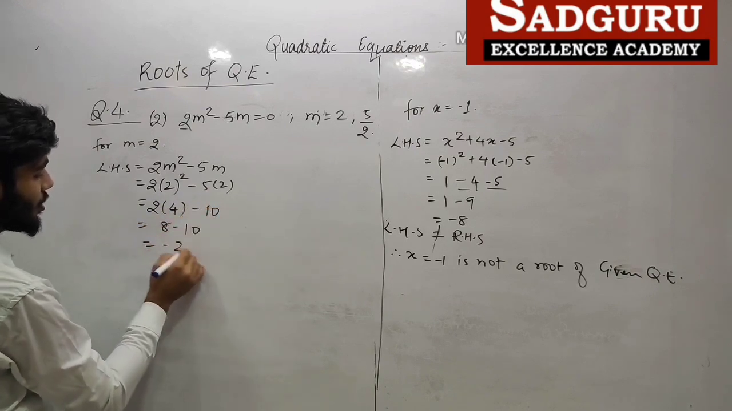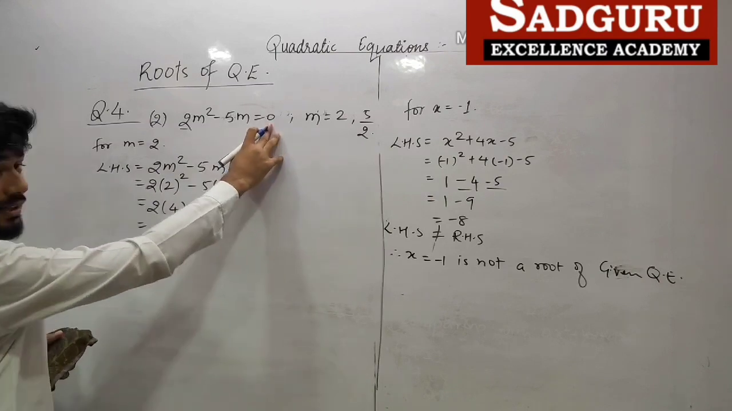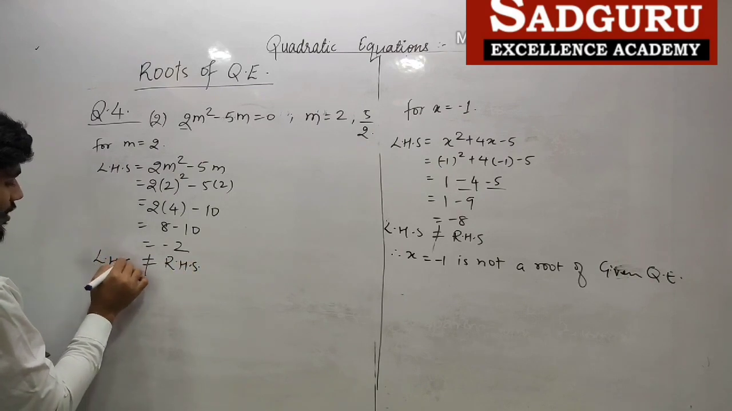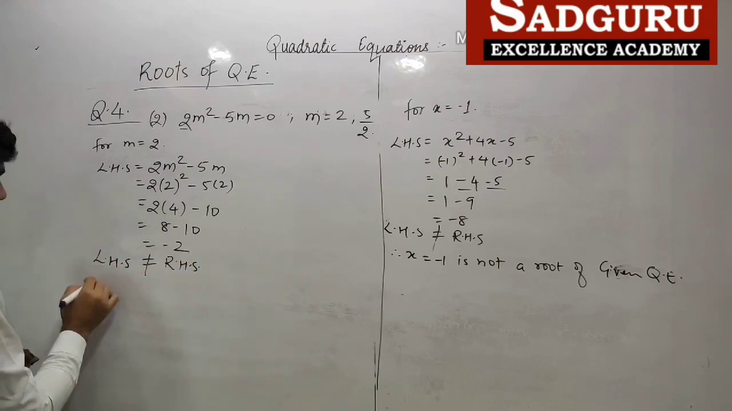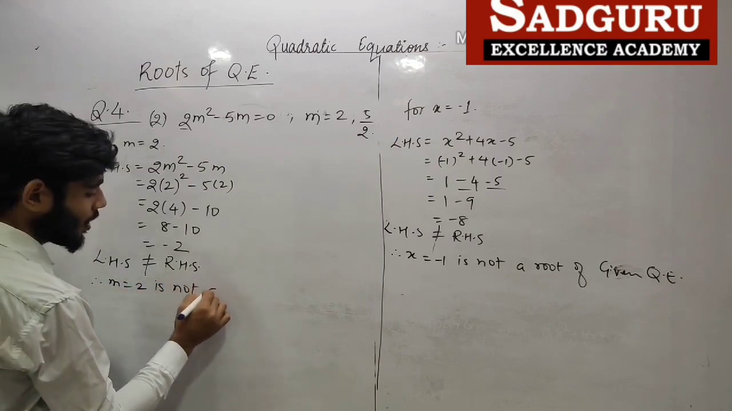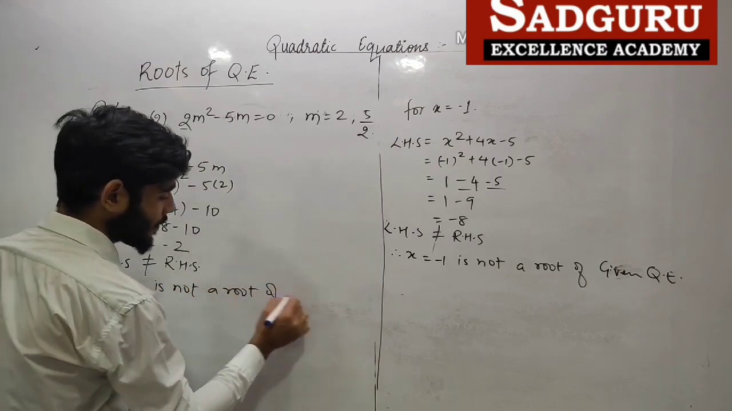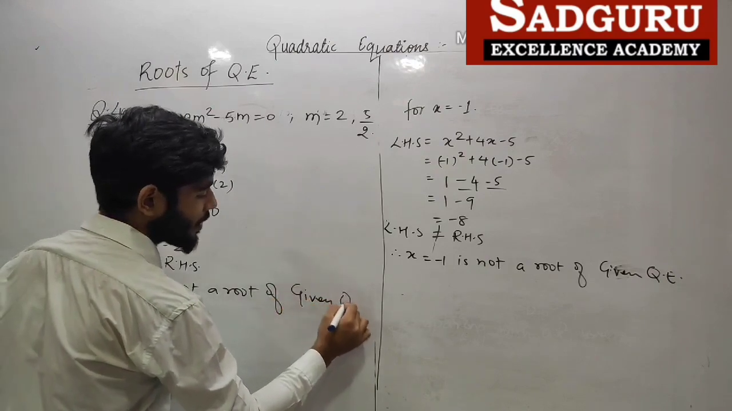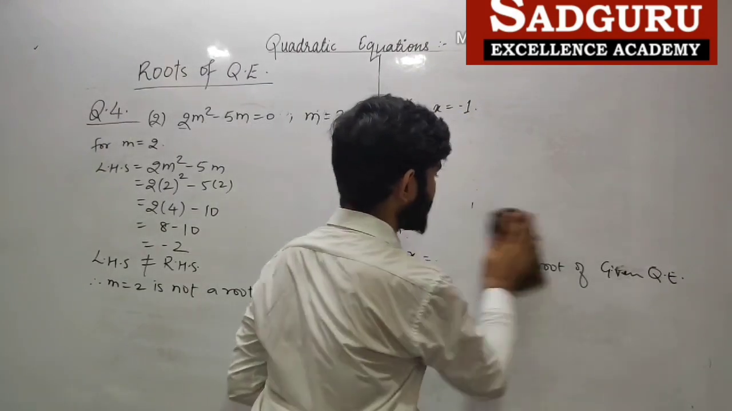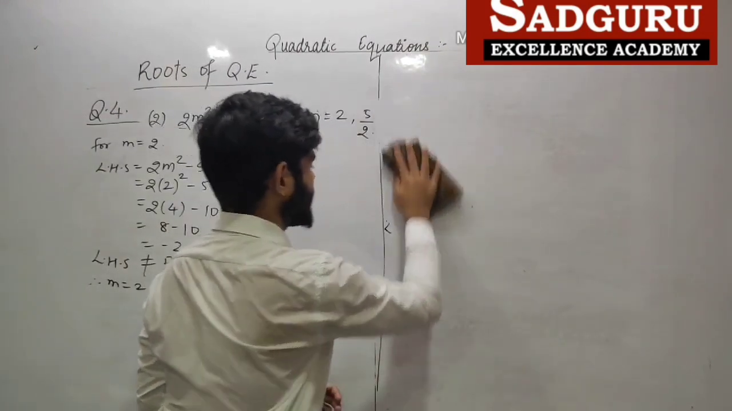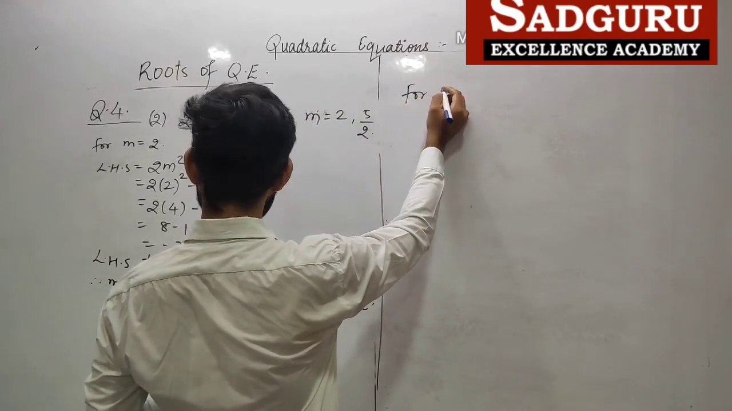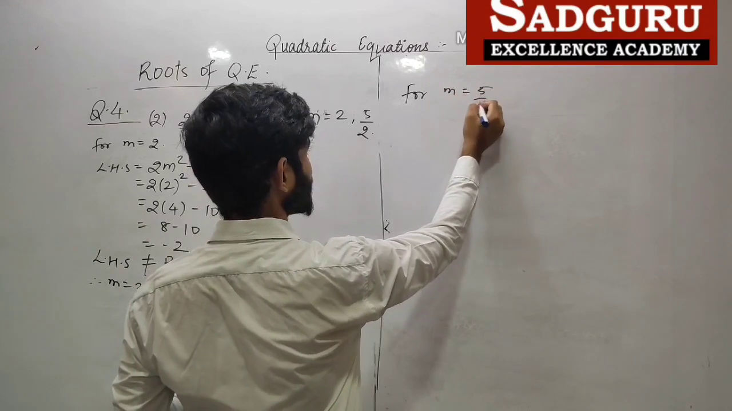So it becomes minus 2, which is not equal to right hand side. Right hand side is 0, right? So this LHS is not equal to RHS, and therefore m equals 2 is not a root of the given quadratic equation. All right. Now let's check for m equals 5 by 2.